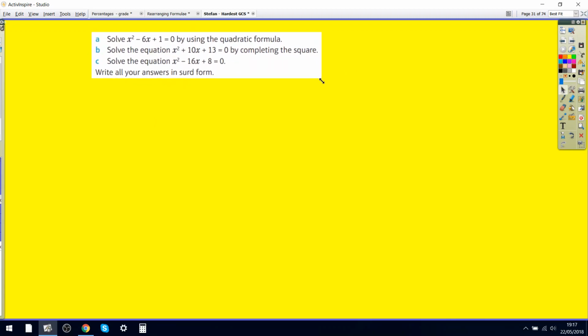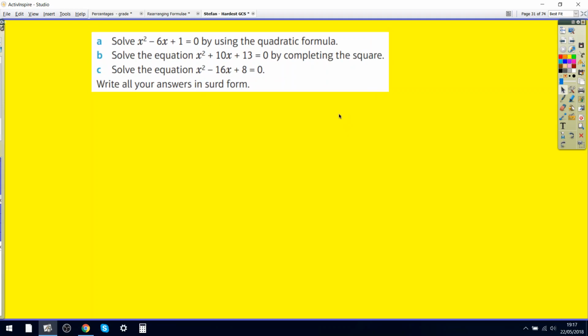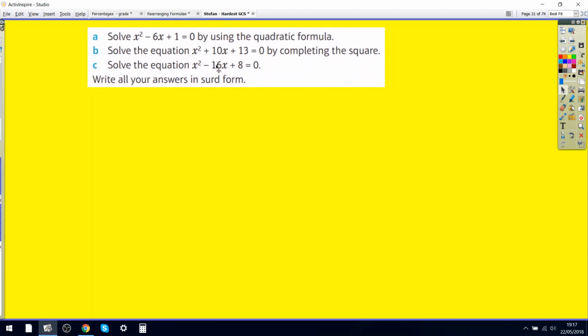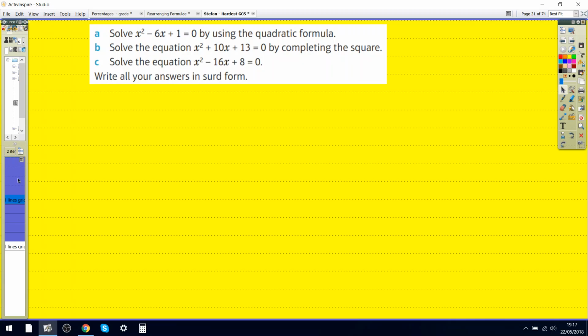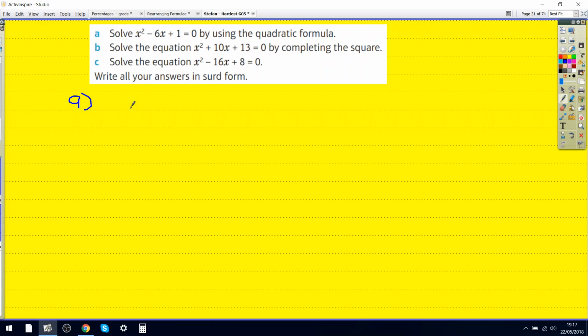Quadratic formula and completing the square. Would you be okay for these? I think I'll be okay, but could I just try maybe one? Sure, yeah. Go on, pick one. So should I try maybe A? Yeah. So x squared minus 6x plus 1 is 0.